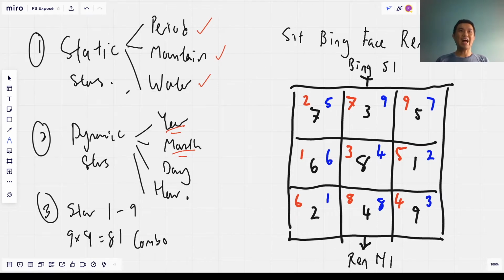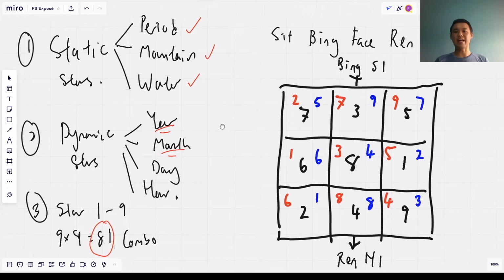When it comes to the stars, we all know that there are 1 to 9 stars. In the combination of each palace, the mountain and water stars, you can have 1 to 9 on the mountain star or 1 to 9 on the water star, and that makes up 81 combinations. So how do we read these 81 combinations in regards to both the static and the dynamic?